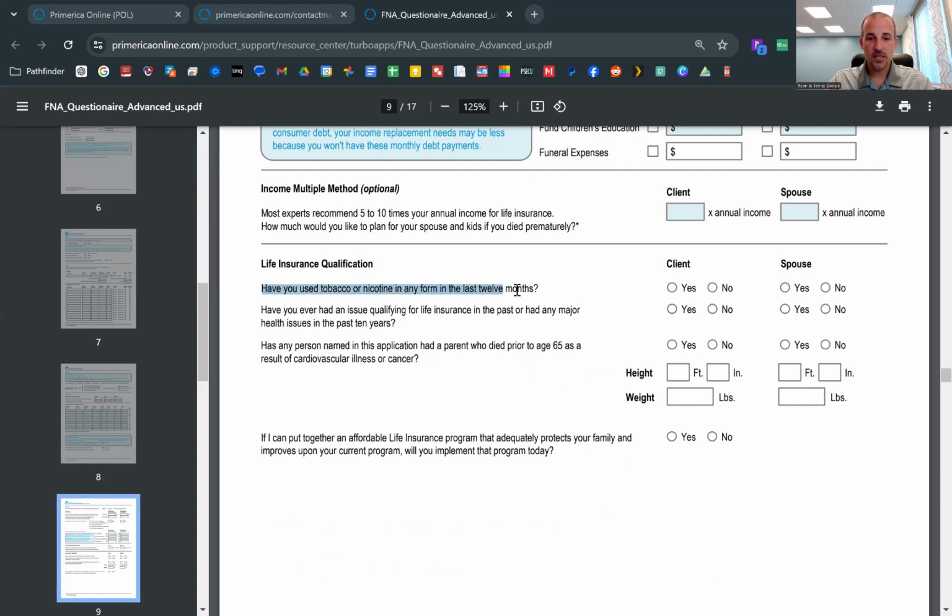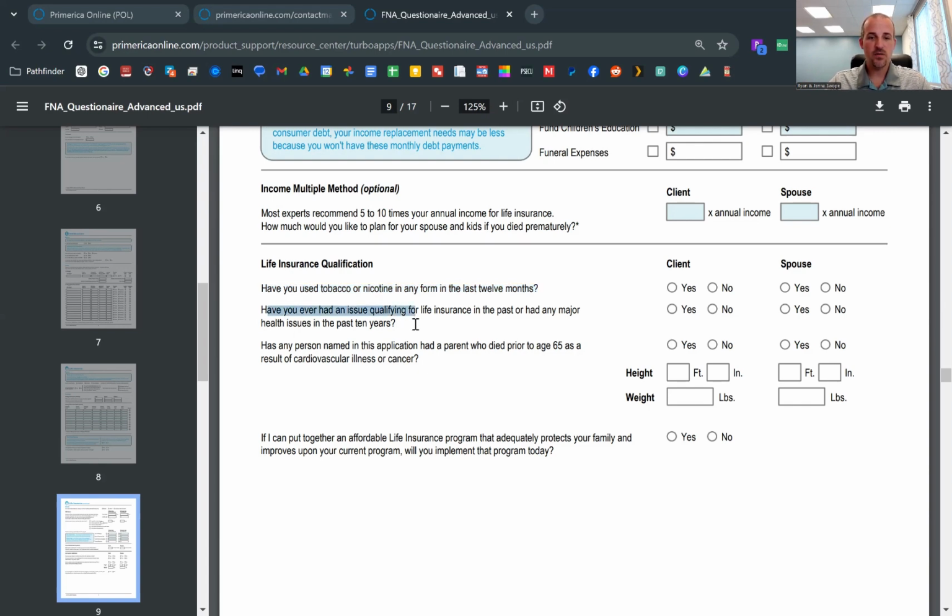So have you used tobacco or nicotine at all in the last 12 months? Nicotine is key. Because some people say, oh no, I don't chew tobacco, I don't smoke tobacco, whatever, but they use nicotine in other products. Or if you just say, hey, do you smoke? No, but they chew all the time, every single day, that's still going to be a yes. So make sure you ask those questions.